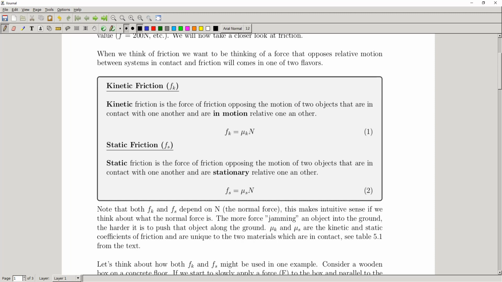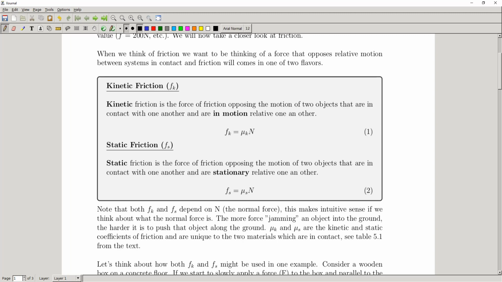Okay, so note that we have our expressions here, right? We have our expression for our force of kinetic friction and for our force of static friction. And note that both of these expressions depend on the normal force, N. That's what our N here signifies. And that's kind of intuitive, right? We would expect that there would be more friction if an object is heavier, right? So if there's more force jamming the object into the ground, and the ground has to exert more force to keep this thing from accelerating into it, then there's going to be more friction, right? And it's going to be harder to push this object along.